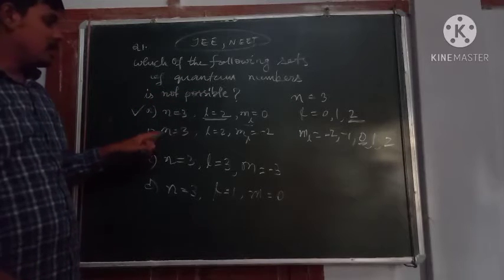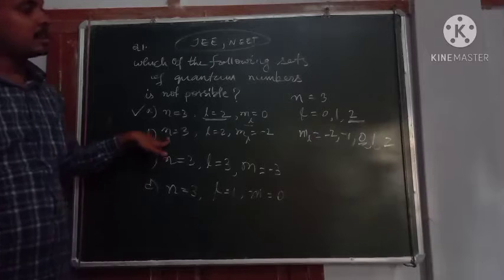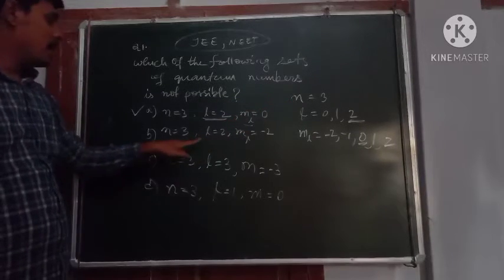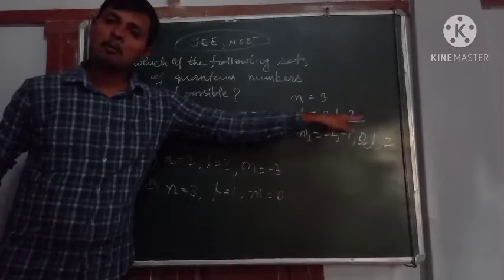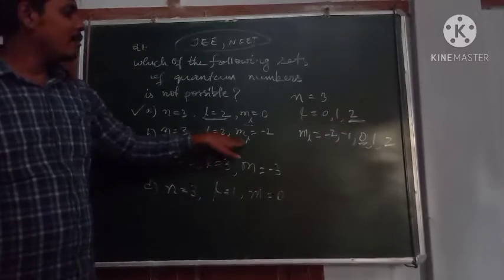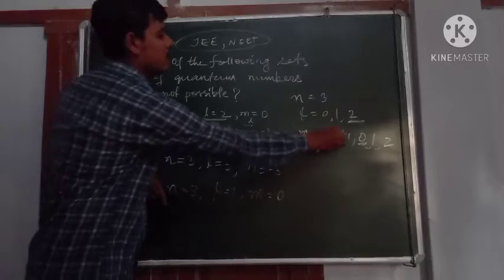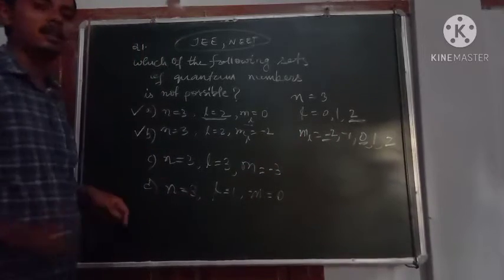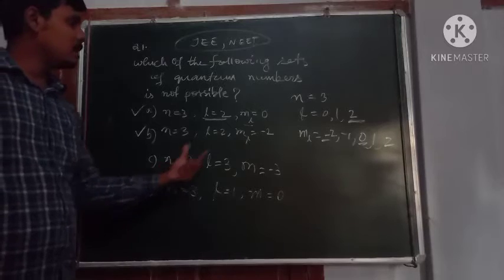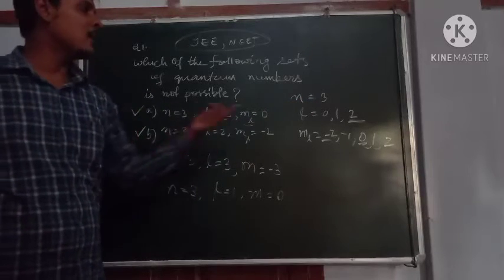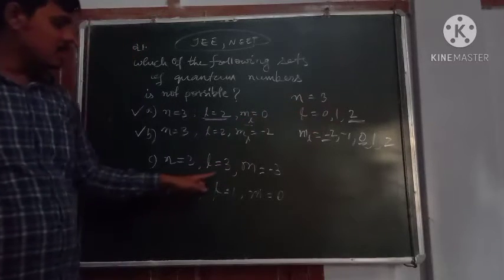So next let us see, n equals 3, l equals 2. If n equals 3, can l be 2? Yes, it can. If l is 2, can ml be -2? Yes, it can. That means this option is also correct. Now let us see option number 3. n equals 3. If n is 3, what can l be? 0, 1, 2. What is given here? l equals 3.